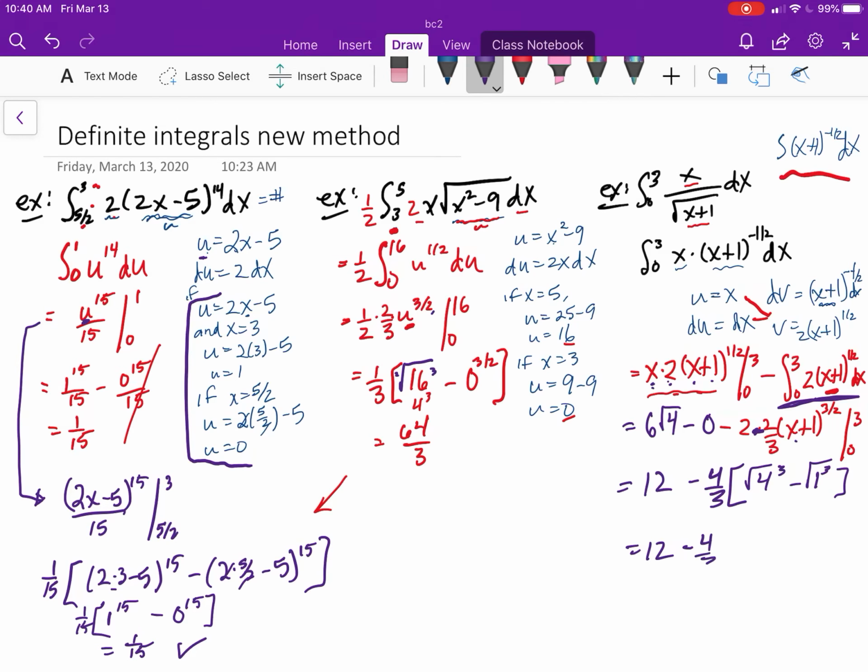So we get 12 minus 4/3 times 2 cubed is 8 minus 1, so 7. So that would be 12 minus 28/3. With an LCD, 12 would be 36. So 36/3 minus 28/3 is 8/3.